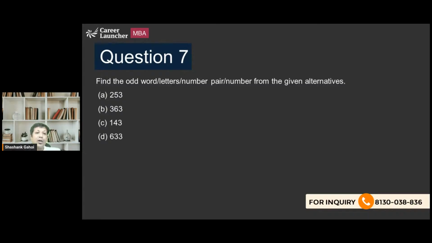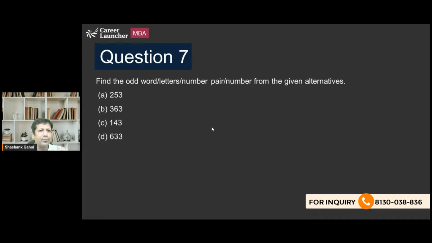What does it say? Find the odd one out. Again, we have come back to odd one out. So 253, 363, 143, 633, and okay. So can I add it to some squares? The first two digits are 5 squares. The first two digits are 6 squares. First two digits are not a perfect square, and the first two digits are not a perfect square. Okay, so that logic won't work.